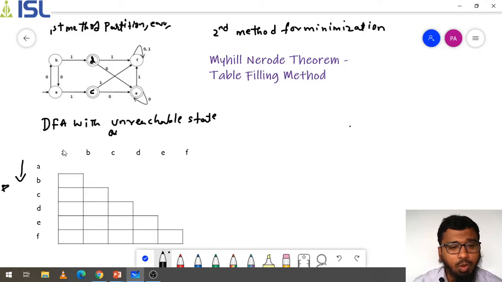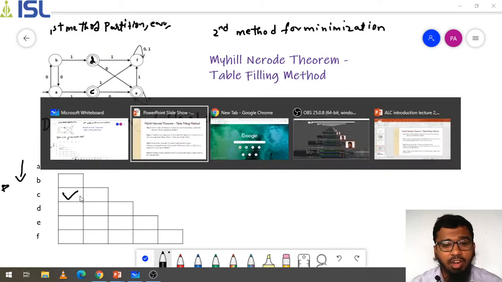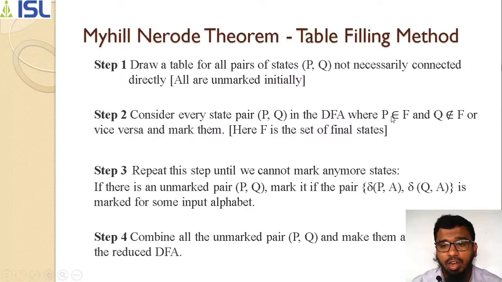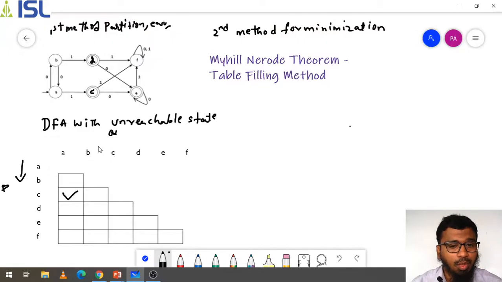Means first we need to complete A. From A to B is 0, both are normal, should not mark. A to C, is there any connection? Yes, there is a connection, and one is a final state and another one is a normal state. That means this second condition is satisfied: any one of this belongs to final state. Okay, yes.